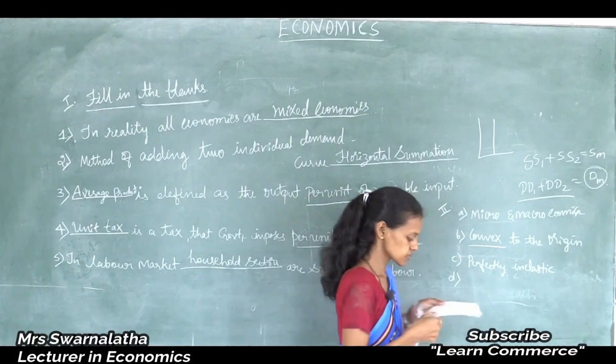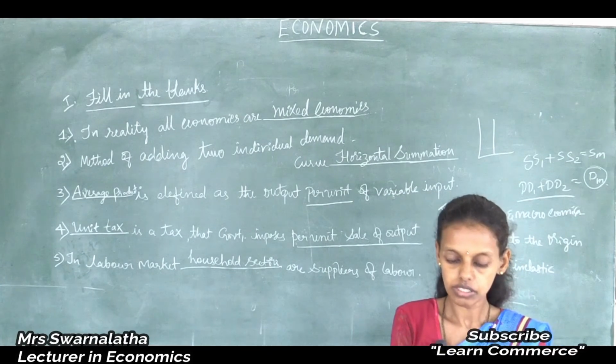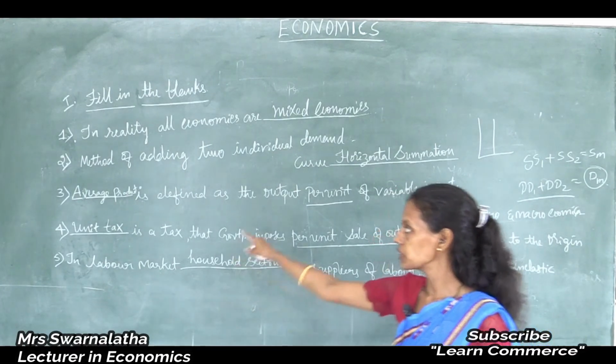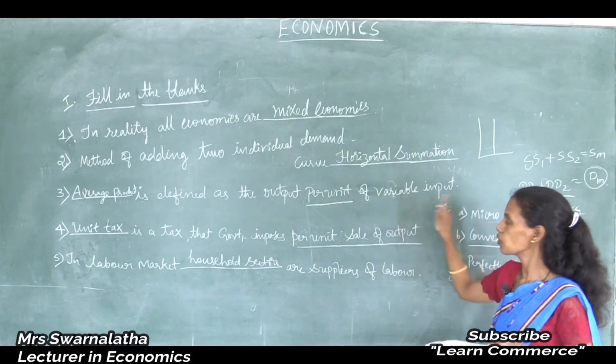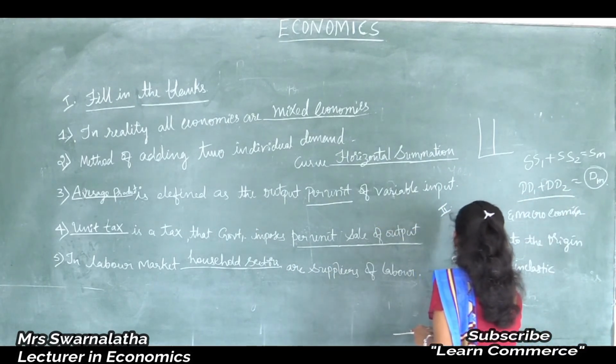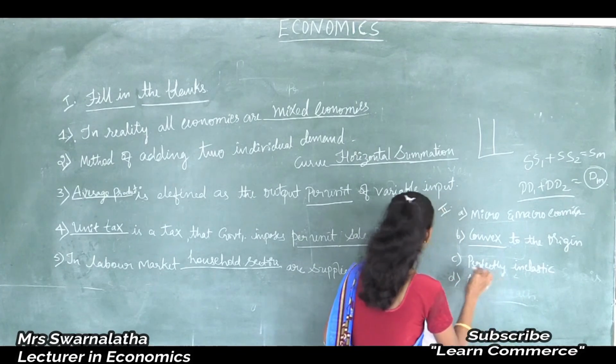Next one: the revenue per unit of output of a firm is called average revenue. Revenue per unit of output is said to be the average revenue. AR means average revenue.